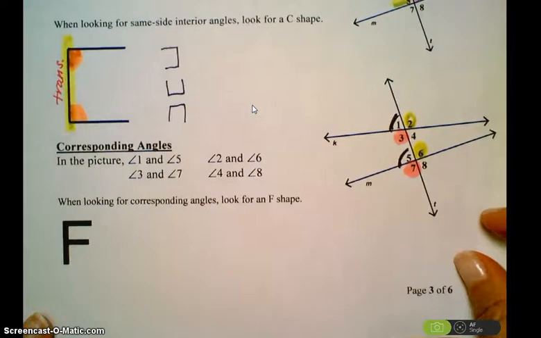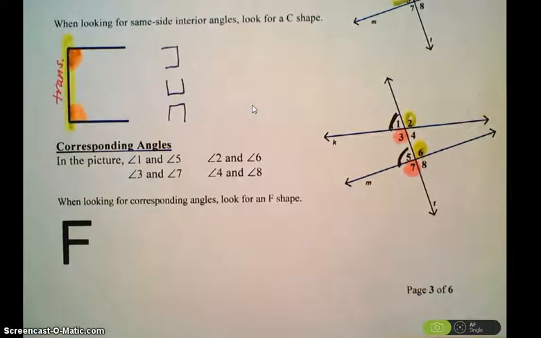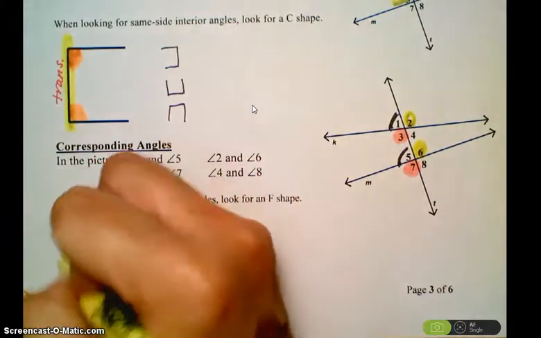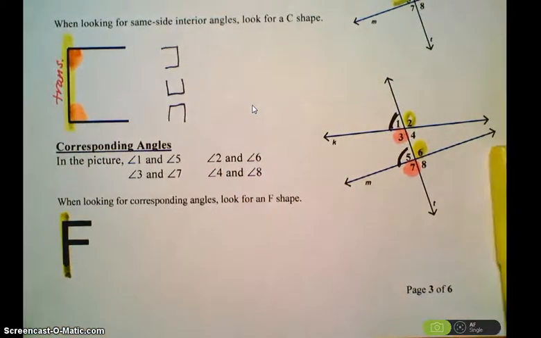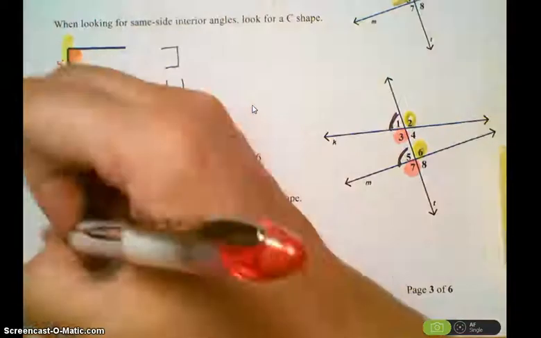When you're looking for corresponding angles, the shape you want to look for is an F. And when you have your F, the bar of the F is acting as your transversal.